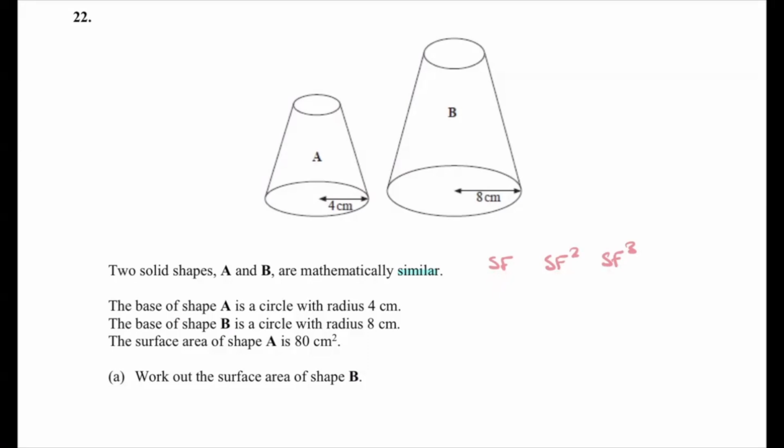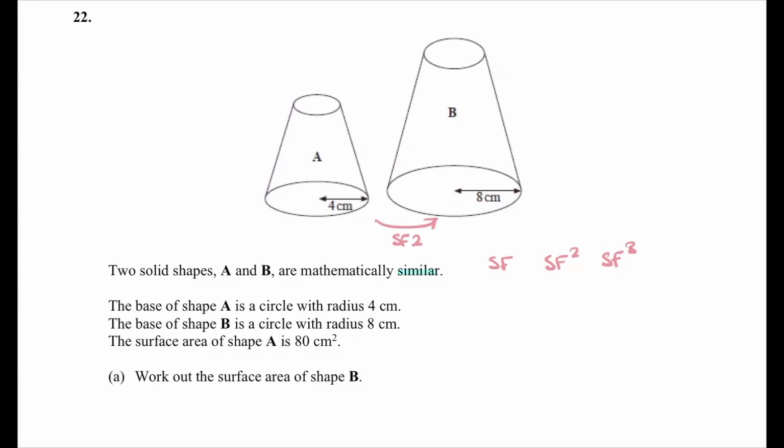The base of the shape is a circle with radius 4. We can see that. And the base of the shape B has a radius 8. Now, these are lengths, and they are going to be connected by the scale factor. And it's very simple and straightforward. It's going to be a scale factor of 2. We're told that the surface area of shape A is 80 centimeters squared. And we've got to work out the surface area of shape B.